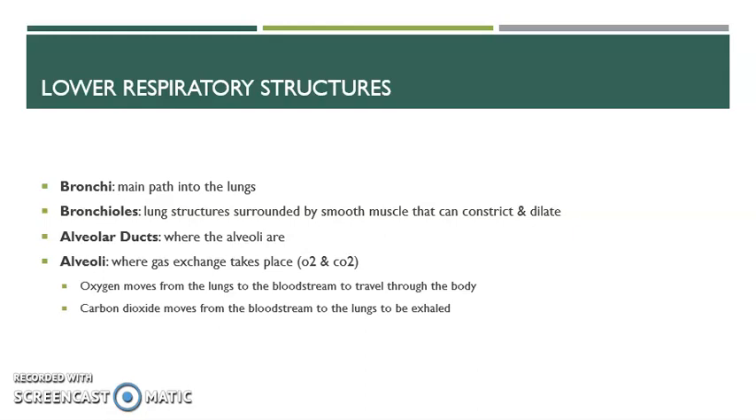The second is the bronchioles, which are the lung structures that are surrounded by smooth muscle that can constrict and dilate. So this is where we get the terms bronchoconstriction and bronchodilation. Next are the alveolar ducts, and this is the area where the alveoli are located. Last, we have the alveoli, which is where gas exchange takes place.